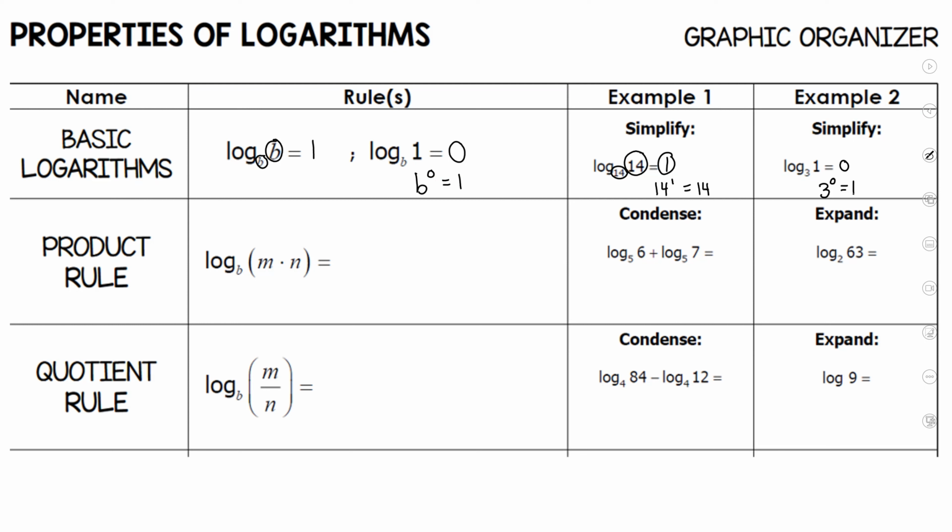Okay, now let's review the product rule. Whenever you have the product of two things, you can expand it by saying log base b of m plus log base b of n. That is the rule, and this is an example. We're going to condense it. So we'll do base 5, 6 times 7 is 42.